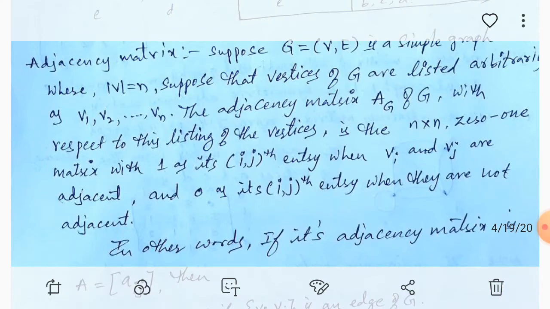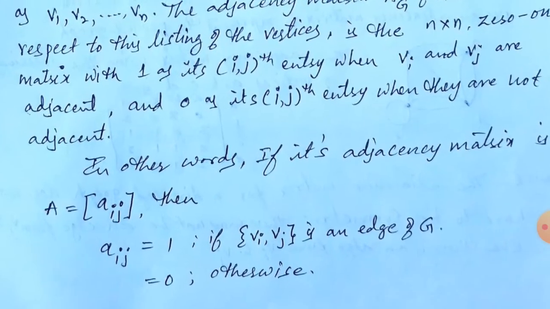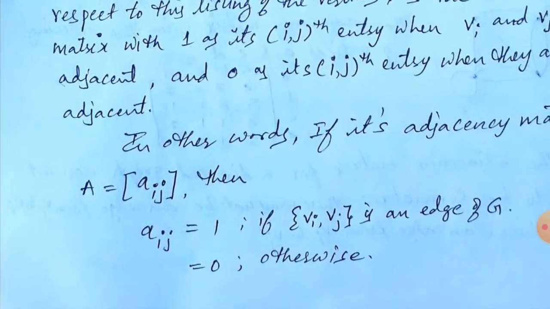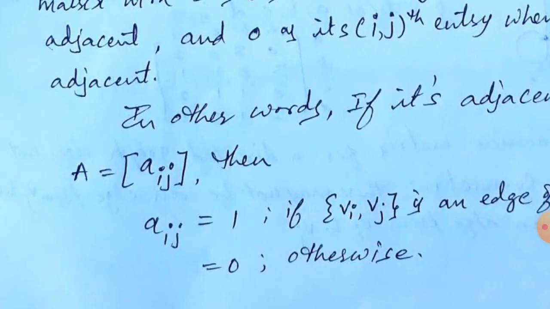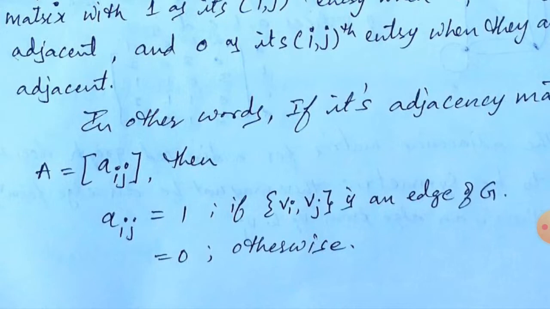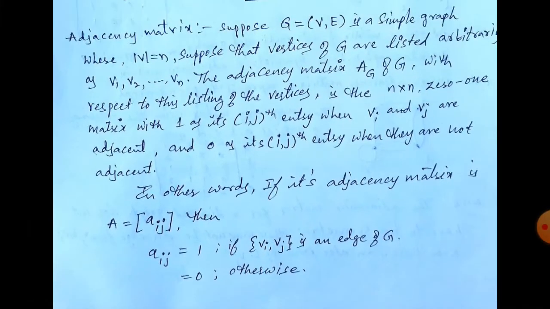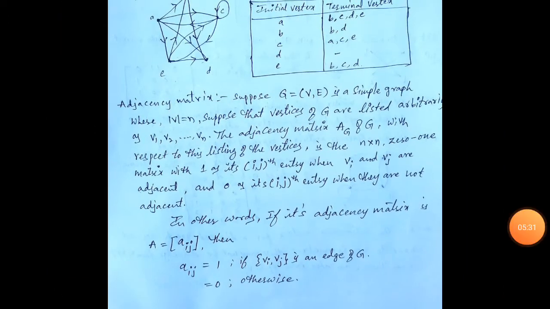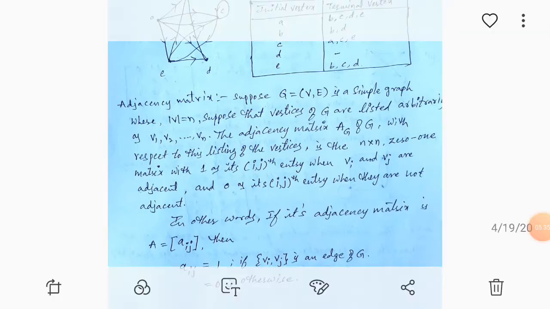If adjacent, then we will take 1. If not adjacent, we will take it as 0. So in other words, if its adjacency matrix is, we will write capital A equals [a_ij], where a_ij is 1 if there is an edge between Vi and Vj, then we'll take it as 1. If there is no edge between Vi and Vj, we will take it as 0. So that matrix is called the adjacency matrix, and we will look at that one.